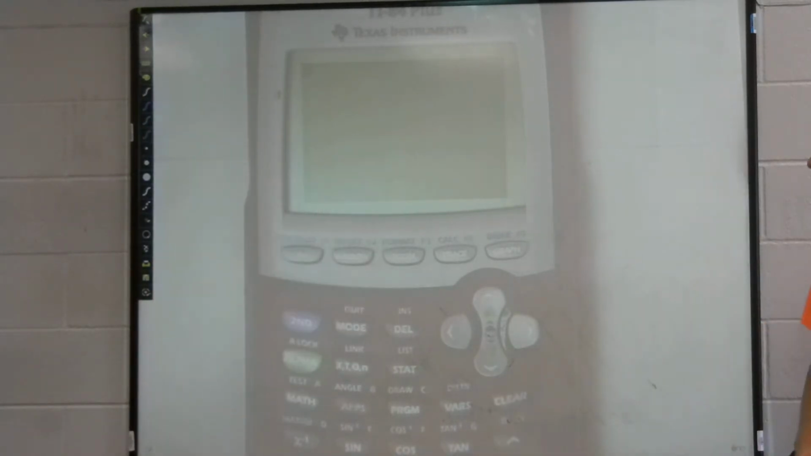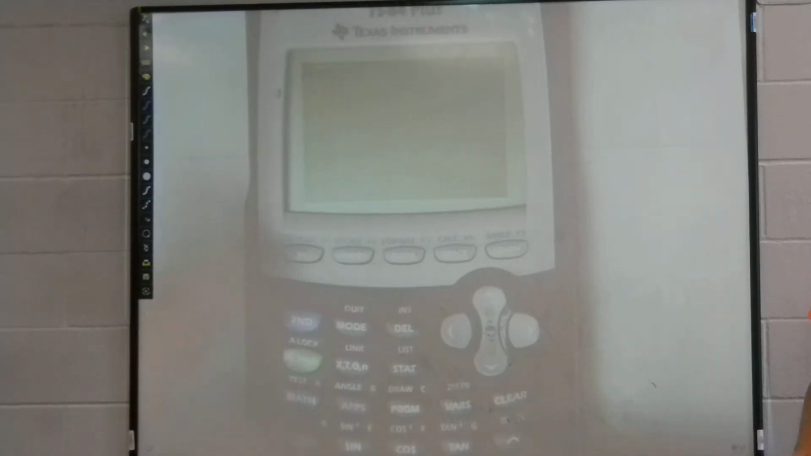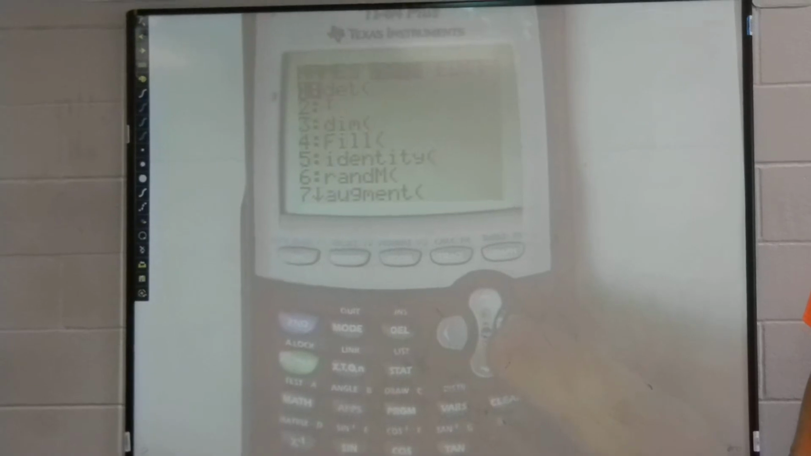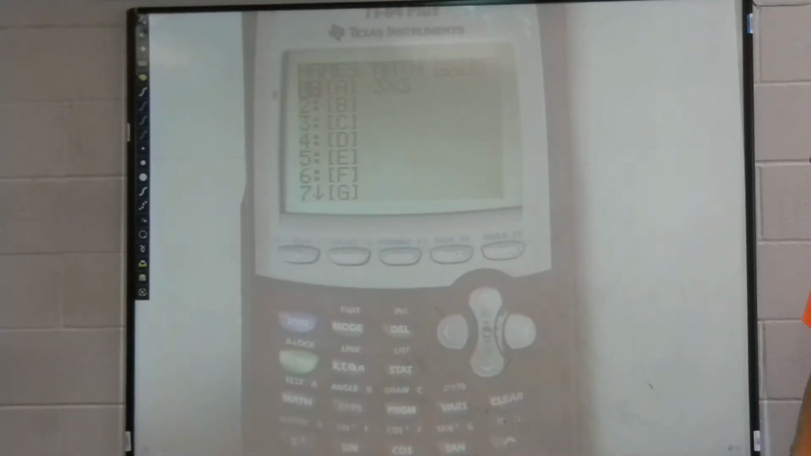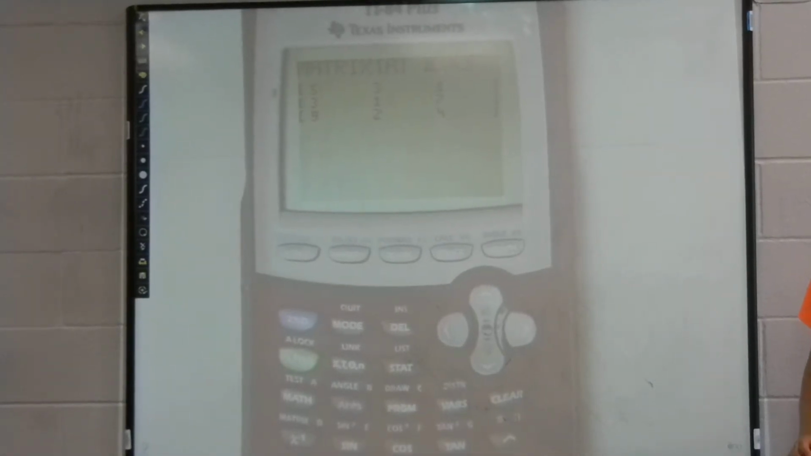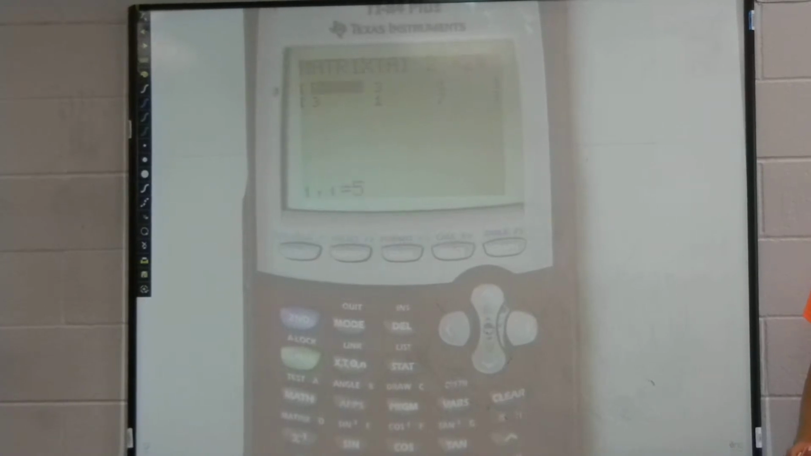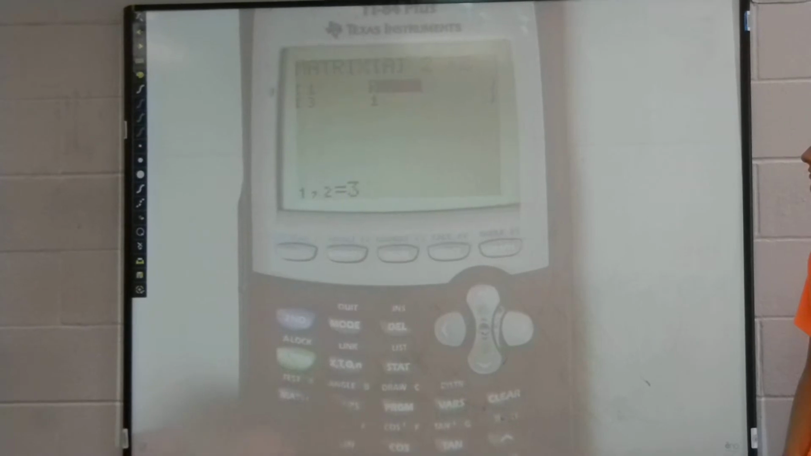Okay, so here's your TI-84 Plus calculator. Very simple. All you're going to do is push second, x to the -1, which also, if you look right above, says matrix. Then you arrow over twice to edit and push enter. For a 2x2 matrix, you just enter 2 by 2, and then plug your numbers in. Let's go very simple: 1, 2, 3, 4.